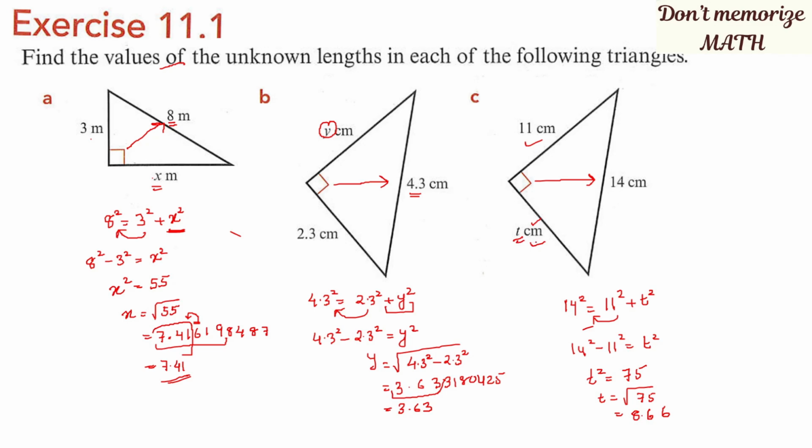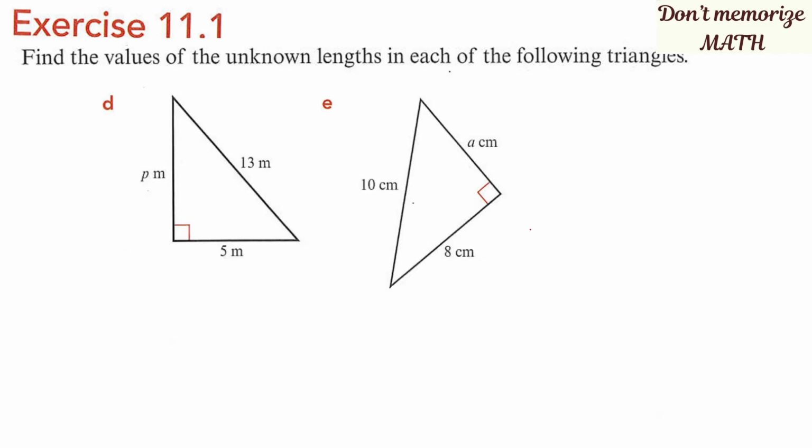Okay, so this side will become 8.66 centimeter. Here they have already given t centimeter, that's why I'm not writing centimeter here. It is t centimeter. So this will become 8.66 centimeter. I hope this part is also clear for you.